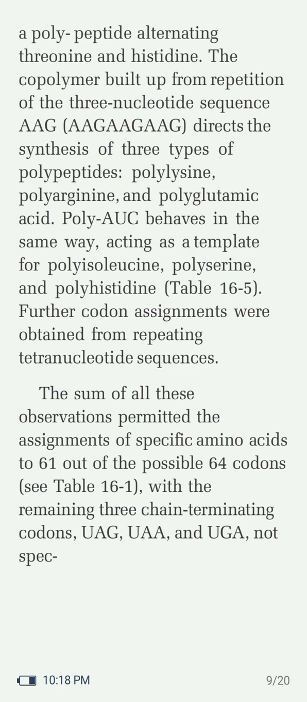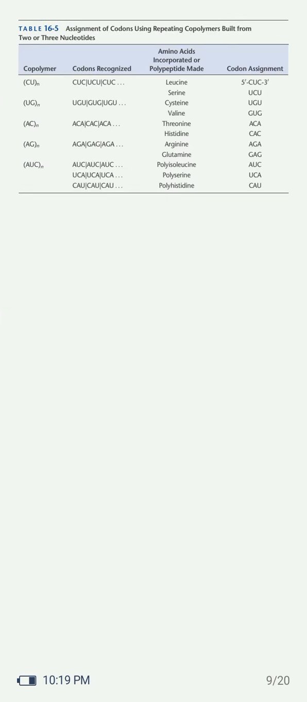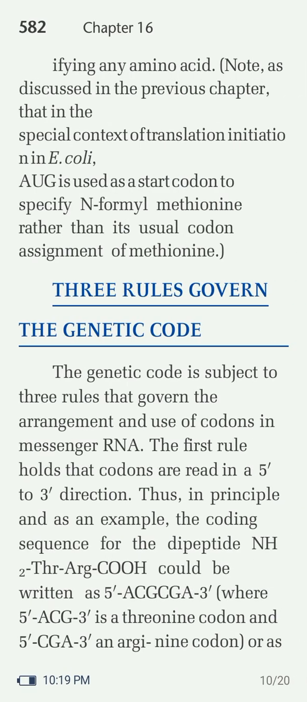The copolymer built up from a repetition of the three-nucleotide sequence AAG directs synthesis of three types of polypeptides: polylysine, polyarginine, and polyglutamic acid. Poly-AUC behaves in the same way, acting as a template for polyisoleucine, polyserine, and polyhistidine. Further codon assignments were obtained from repeating tetranucleotide sequences. The sum of all these observations permitted the assignment of specific amino acids to 61 out of the possible 64 codons, with the remaining 3 chain-terminating codons, UAG, UAA, and UGA, not specifying any amino acid.